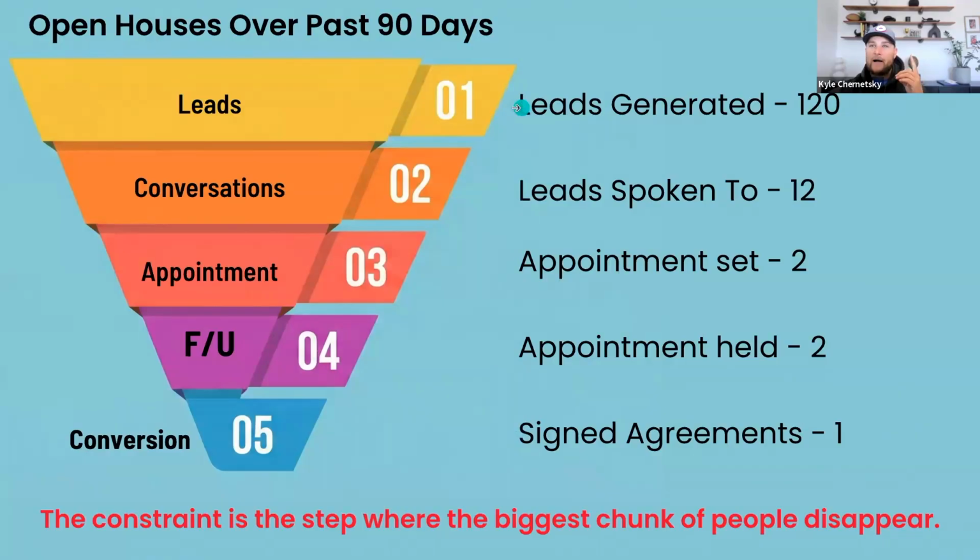But here at the top, I see I had 120 leads coming to my open house over 90 days. I'm pretty happy about that. That's good traffic. But I only spoke to 12 of them. So right away, boom, I say my biggest drop off is right here from 1 to 2, because I had 120 opportunities, but somehow I was only able to converse with 12 of them. So then what I need to do is, now that I've diagnosed my biggest problem, now I can start going into prescription mode to solve that problem.